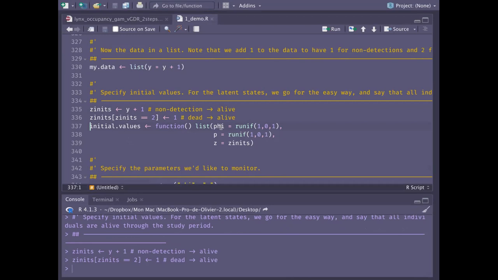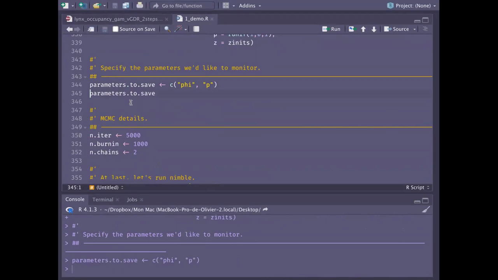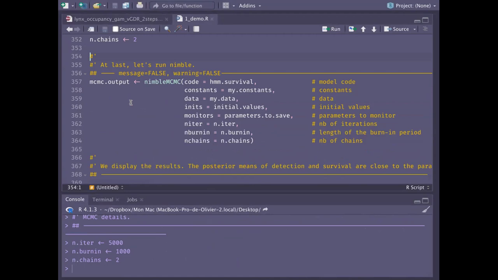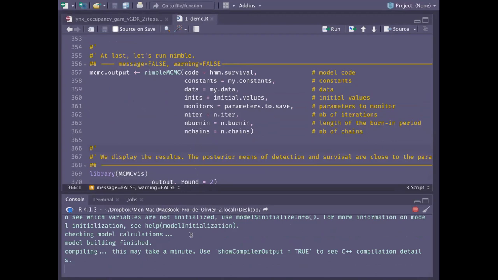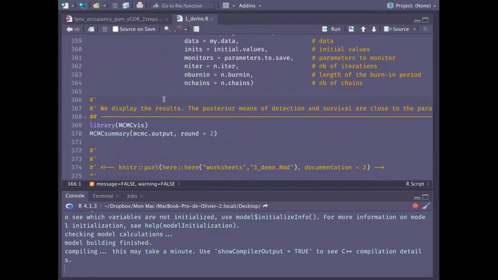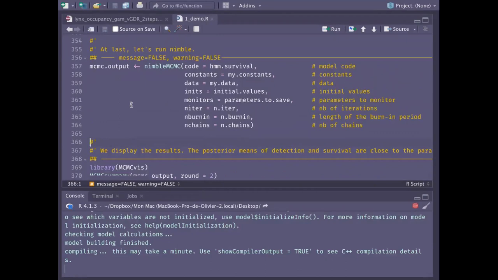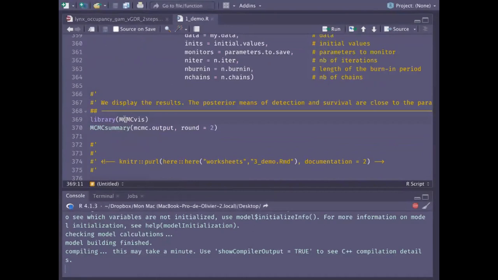Initial values. Now we need initial values for survival and the detection probabilities and for the states. Okay. The parameters to monitor, survival and detection. Number of iterations, burn-in, chains, and then we run the code. Right. So it goes through several steps that we'll explain later on. Compilation, some verifications. Like I could skip, but I didn't know. And then we will have a look at the results using this package, MCMCvis.